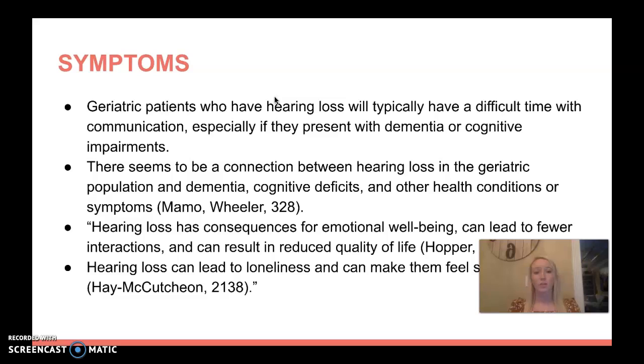Geriatric patients who have hearing loss will typically have a difficult time with communication, especially if they present with dementia or cognitive impairments. There seems to be a connection between hearing loss in the geriatric population and dementia, cognitive deficits, and other health conditions or symptoms. Hearing loss has consequences for emotional well-being, can lead to fewer interactions, and result in reduced quality of life. Hearing loss can lead to loneliness and can make them feel socially isolated.